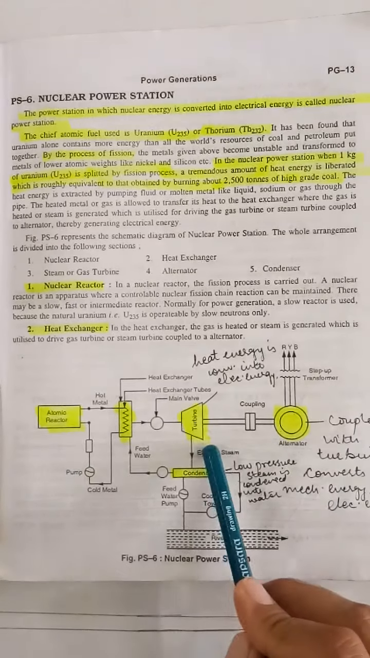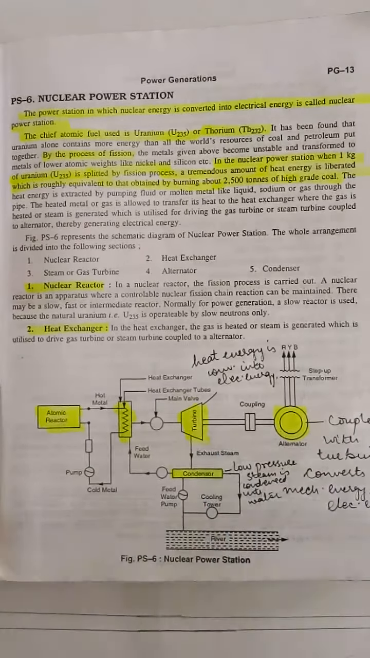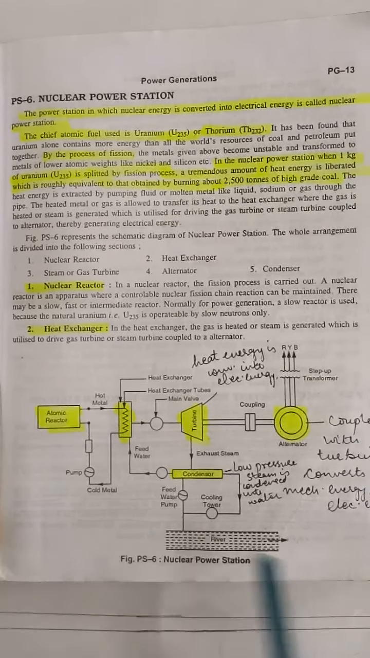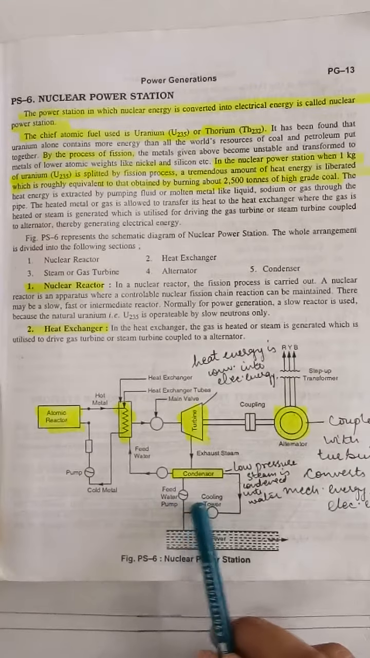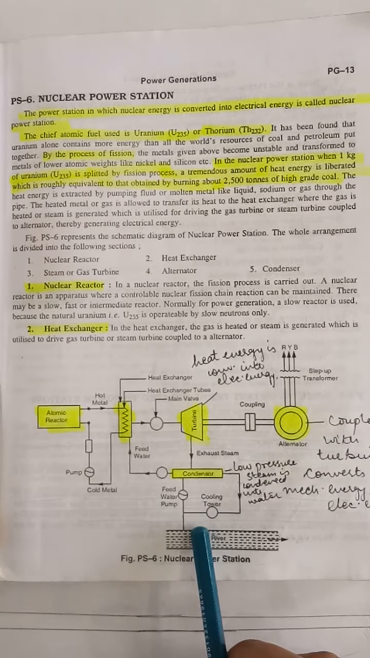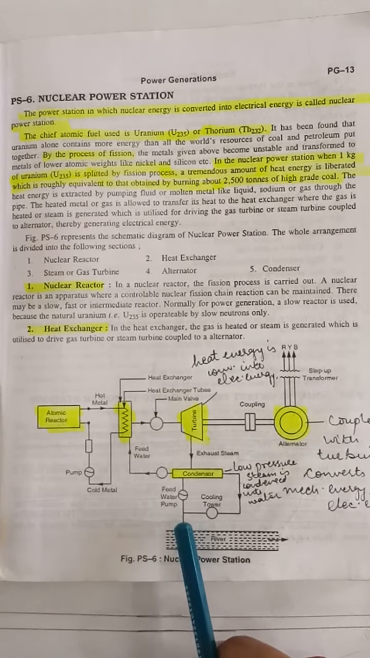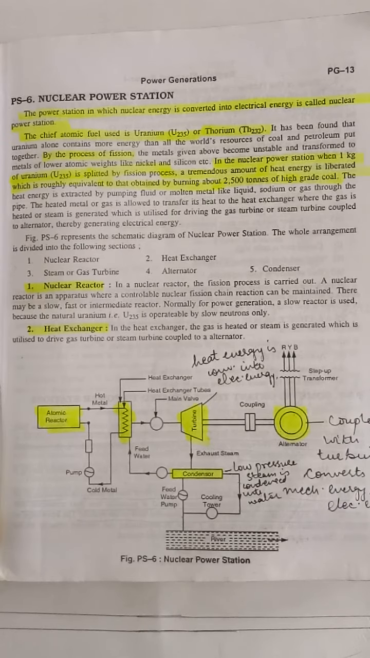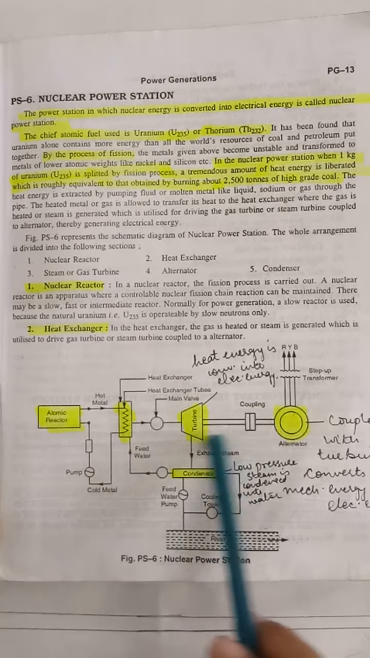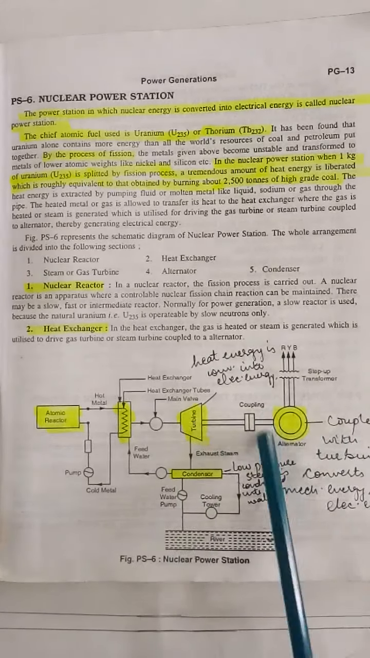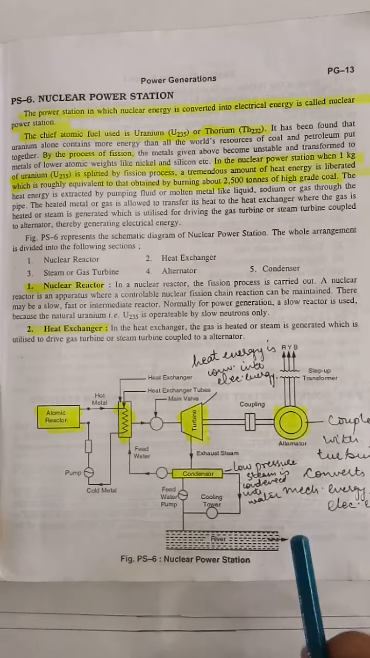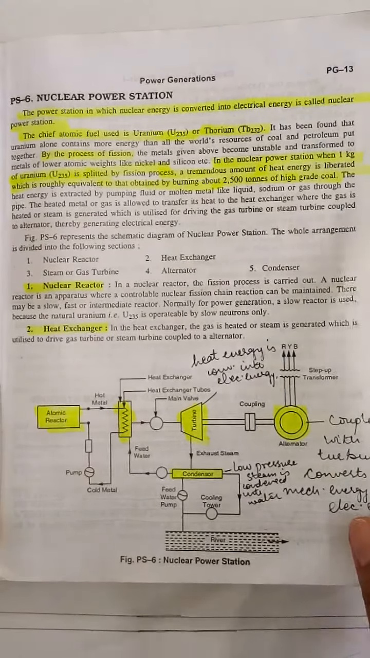Next is turbine. In turbine, heat energy is converted into mechanical energy. Then next is condenser. In condenser, low pressure steam is converted into water, which is fed to the boiler. Then turbine is coupled with the alternator, which converts mechanical energy into electrical energy.